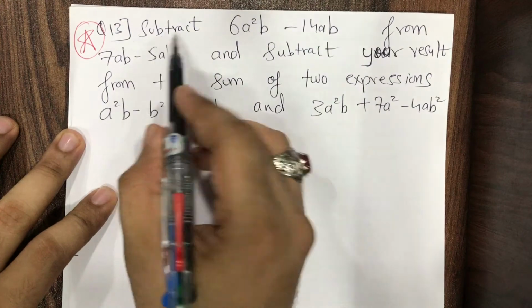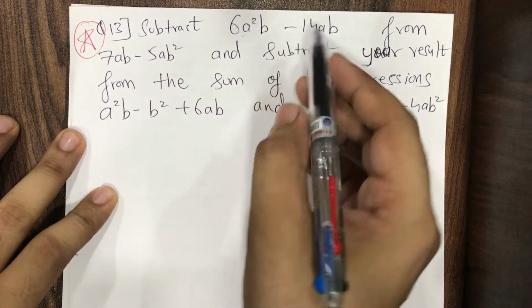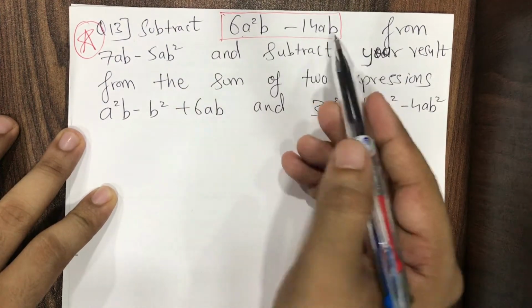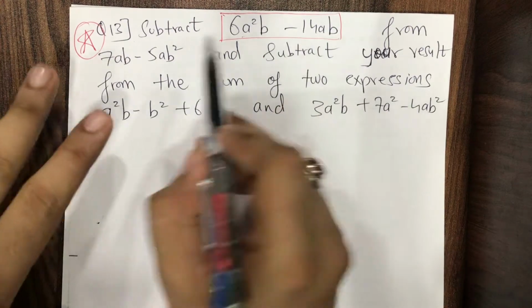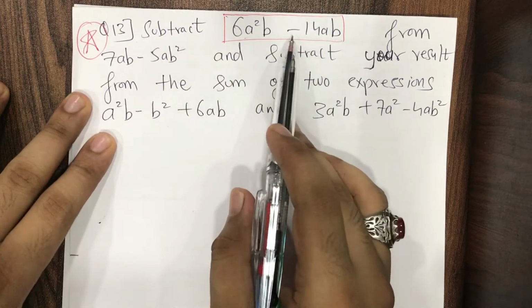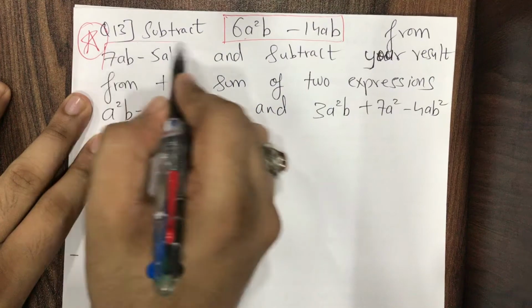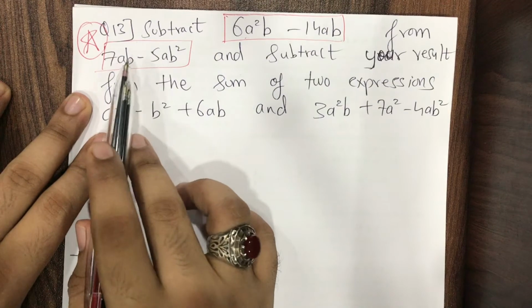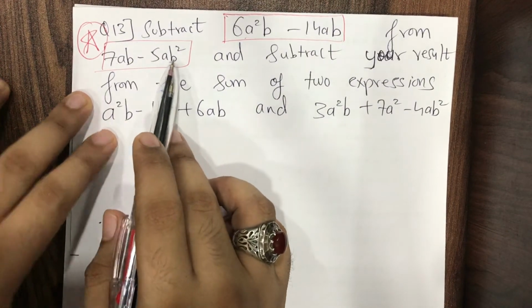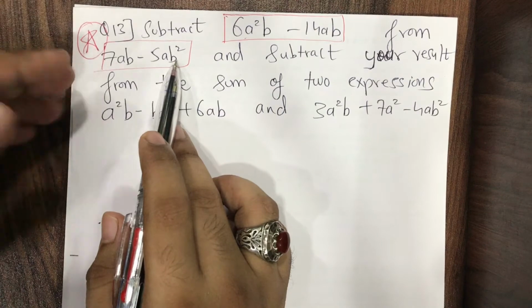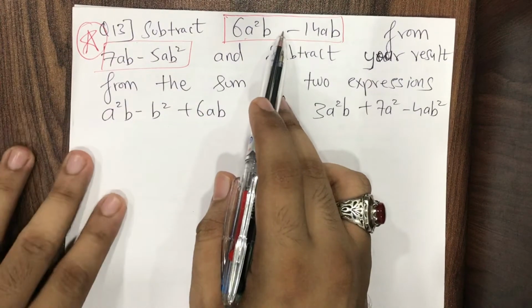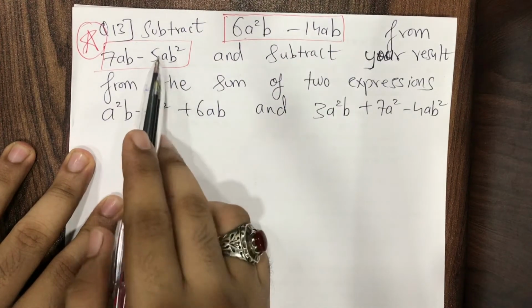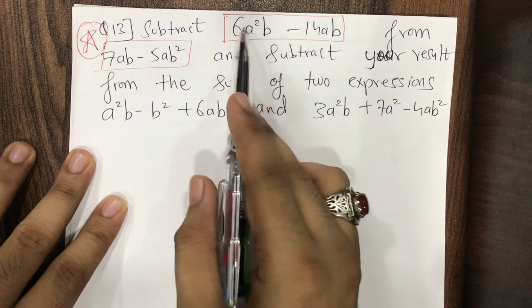See here. Subtract 6a square b minus 14ab. Okay. I have to subtract this. From what? You should ask yourself this question whenever you read this English. Subtract this from this. That means this block, 7ab minus 5ab square, will come first. We'll write it first. Because from this, we are subtracting this. Read the English: subtract this from this. So first I will write this, then I'll put a minus sign, and then I'll write this.